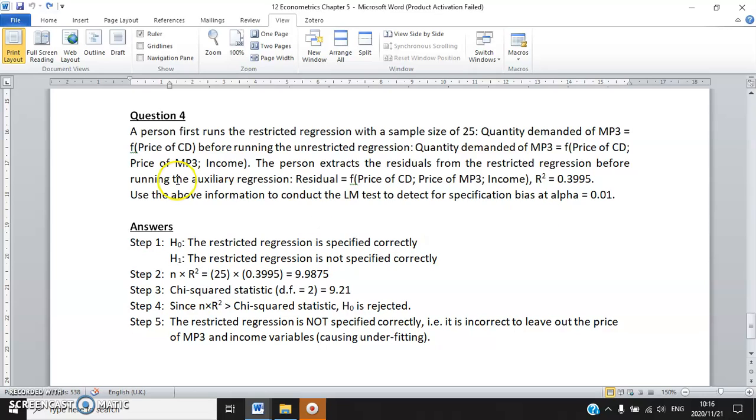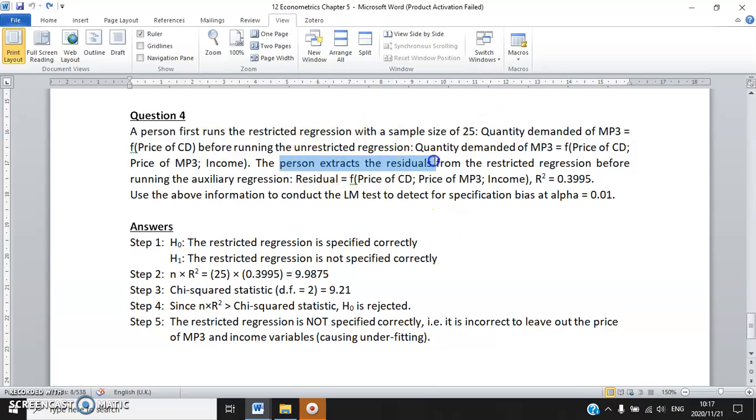Then the last question. The person runs the restricted regression, sample size is 25. So for MP3, this is the restricted regression: quantity demanded of MP3 is a function of the price of CD. And then the unrestricted regression, quantity demanded of MP3 is the price of CD, but you have two more explanatory variables, price of MP3 and income. So in other words, there are two restrictions imposed in the restricted regression by assuming the slope parameter of this and the slope parameter of this both equal 0. So two restrictions on the slope parameters of this regression.